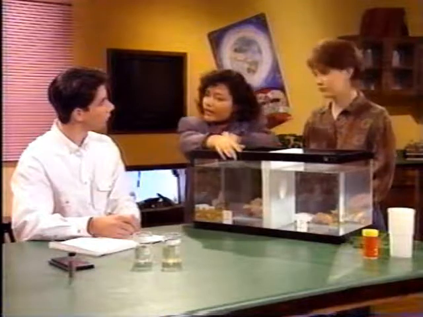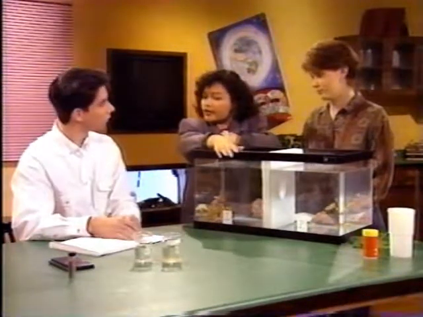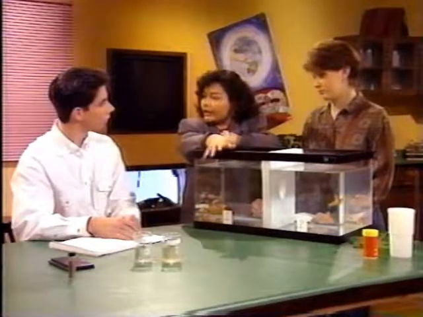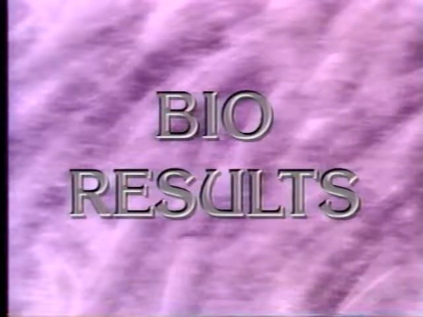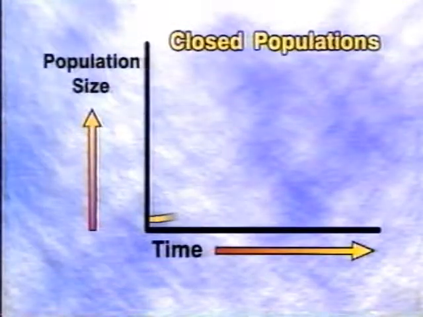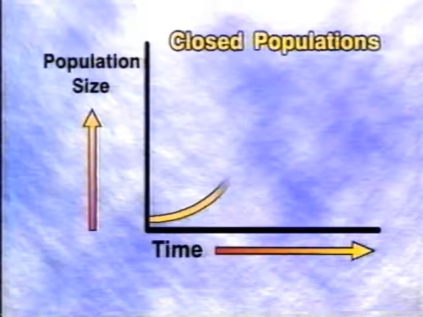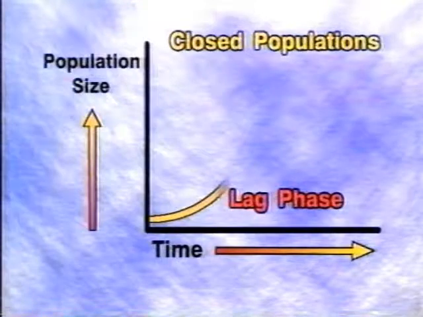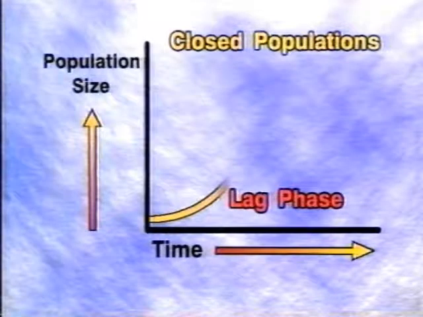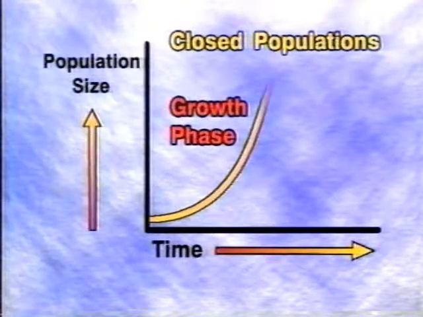Cam, do you have the data for your brine shrimp experiment? Yeah, I wrote it all down in my journal. Great. Let's use the data from beaker A to plot a graph. For the first few days, there was not much growth in population size, since the eggs were just hatching and the shrimp were maturing. This is called the lag phase, a period of very little growth. But in the following days, the number of births was high. This is called the growth phase, a period of very fast growth.